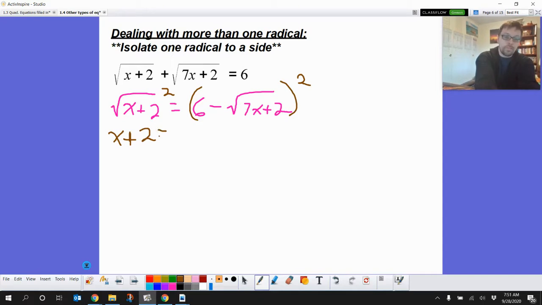So I'm going to use my binomial square trick. So I'm going to do 6 times 6, that's 36. And then on the end, I am going to get my nice 7x plus 2. So that's nice. However, in the middle, I'm going to have a 2 times the 6, so that's 12, and the square root of 7x plus 2.